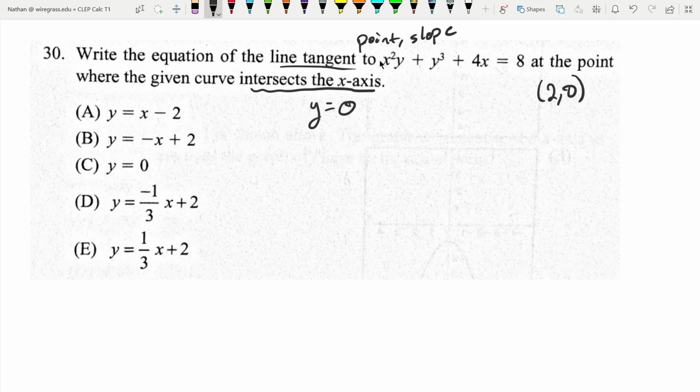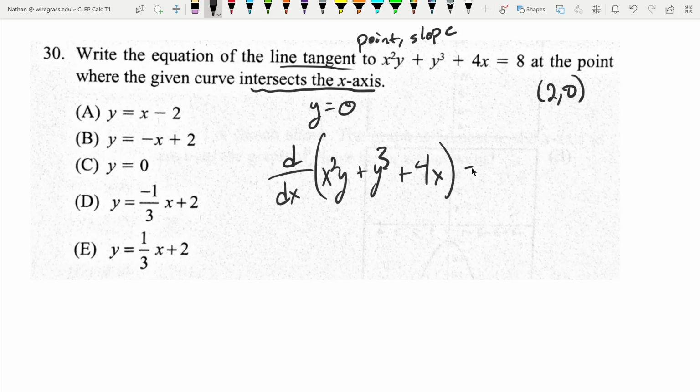And to find the slope, we need to find the derivative of this line at y equal to 0 or x equal to 2. So to do that, we're going to take d/dx of x squared y plus y cubed plus 4x equals 8. We're going to use implicit differentiation for this because the y and the x's are jumbled together. So this, of course, distributes, and we're going to take a derivative of each one.